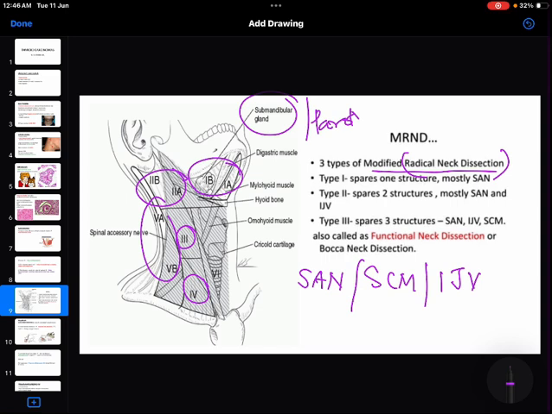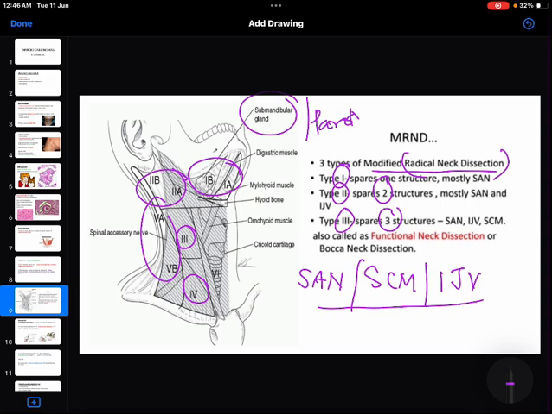So they have modified this, the modified radical neck dissection, and there are three types of modified radical neck dissection: type 1, type 2 and type 3. In type 1, one of these three structures is preserved. In type 2, two structures are preserved. In type 3, three structures are preserved. So I have to preserve the most important structure.